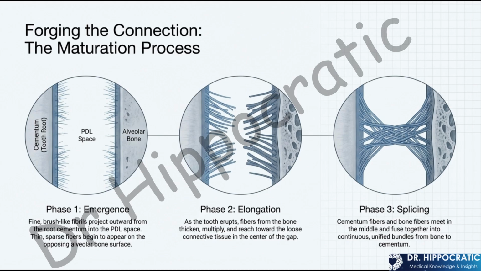Phase 1 is emergence. As the tooth first pushes up, fine brush-like fibrils start projecting outward from the root into that empty space. Simultaneously, thin, sparse fibers start appearing on the opposing bone wall. Then we hit phase 2, elongation. Those fibers on the bone side start to thicken, multiply, and actively reach out toward the loose connective tissue in the center of the gap. Which leads to phase 3, splicing. The fibers extending from the moving tooth and the fibers extending from the stationary bone meet right in the middle, intertwine, and fuse together into continuous, unified bundles.